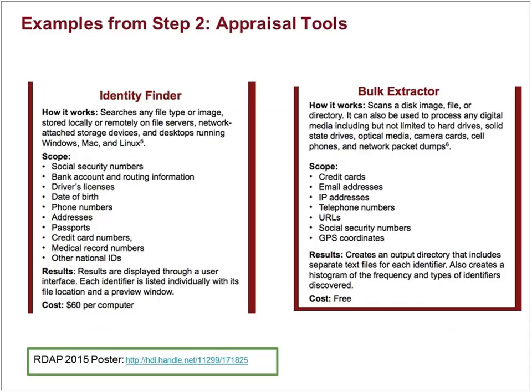So Identity Finder is one thing that we use. The other tool that we use is Bulk Extractor, and this is used more for inventorying the submission. Sometimes we'll get submissions that include hundreds and possibly thousands of files, and so this tool is really nice to be able to go through and count out all those files and formats and help us appraise this submission.